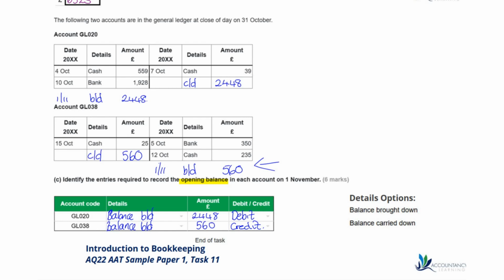For these tasks, it's really important that you can remember the difference between the closing balances, which is our carried down balance, and our opening balances, which is our brought down balance. And that concludes task 11.